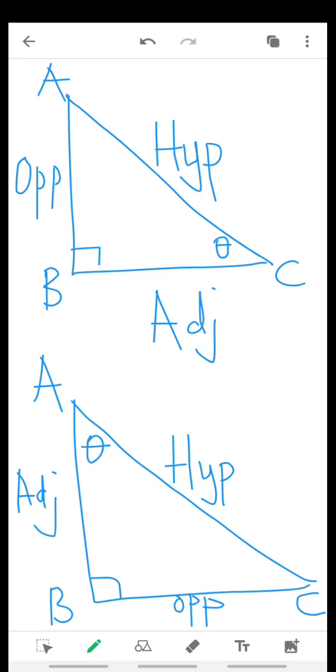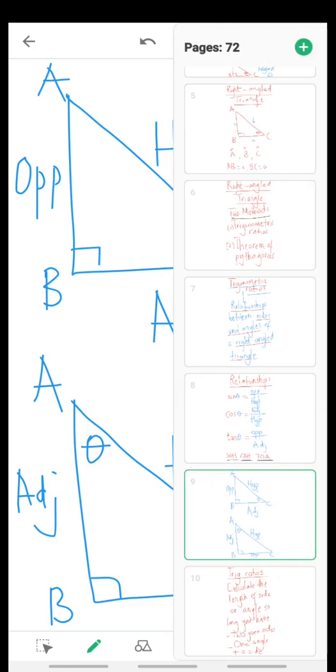Now look at the second diagram. Theta is at angle A, no longer at angle C. And what is happening now? Side BC is the opposite side to theta, and side AB is the adjacent. Adjacent means next to theta. The side next to theta now is AB. Do you see the change that has taken place there? So we are not saying opposite will always be here and adjacent will always be there. It depends on the position of the angle you are dealing with.